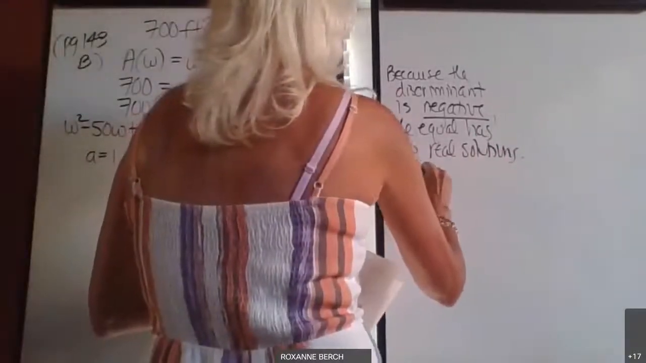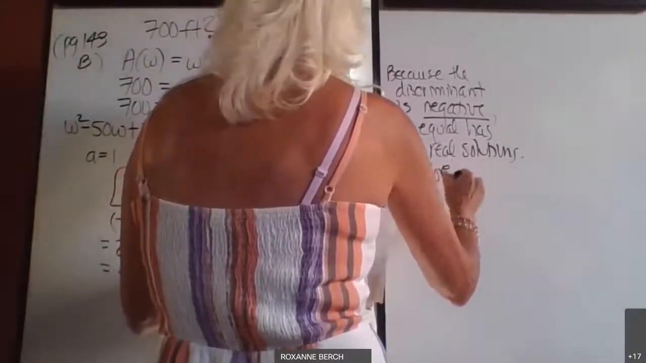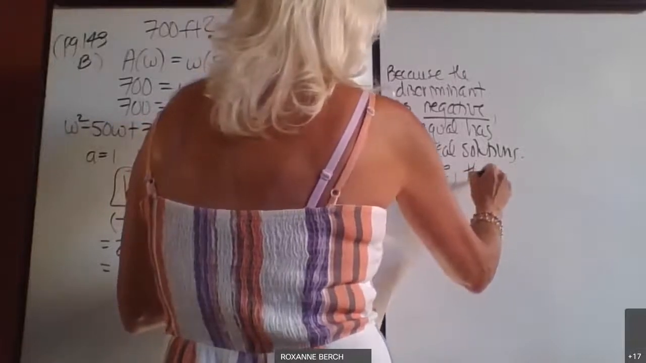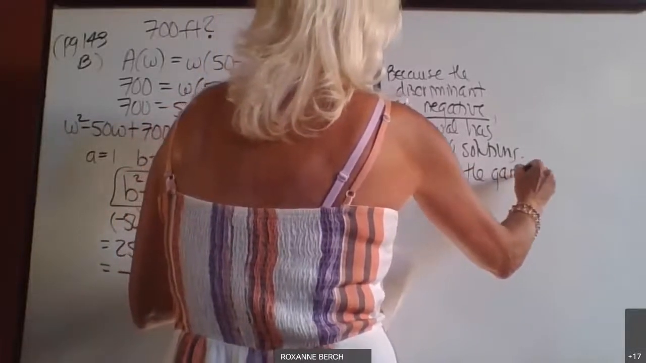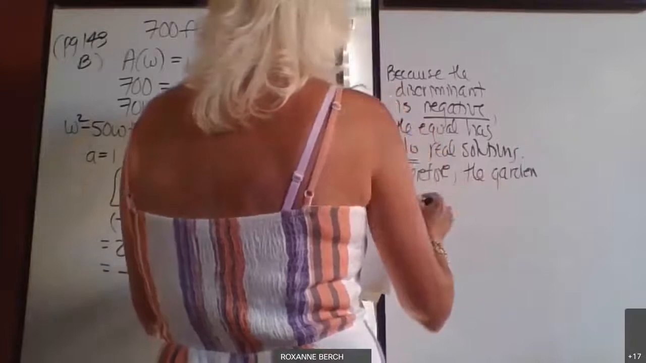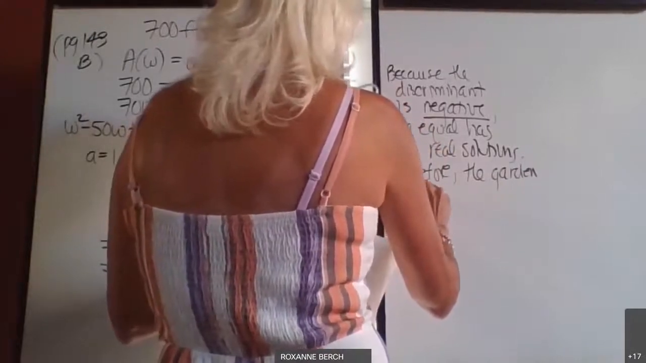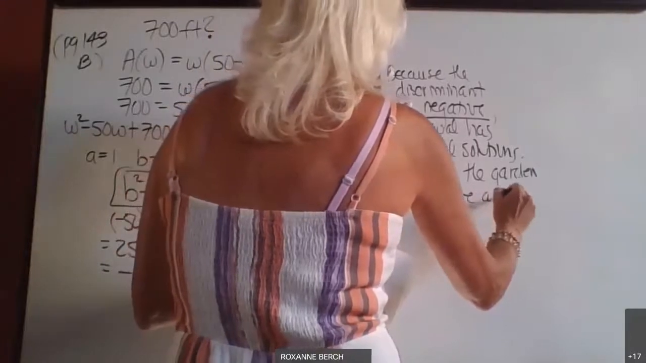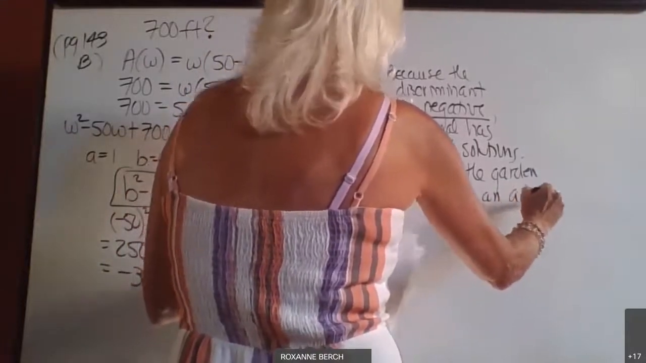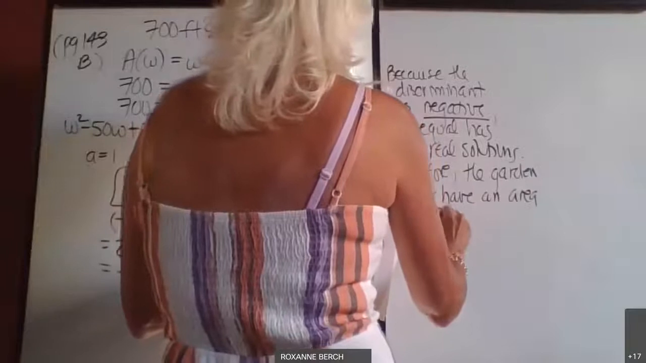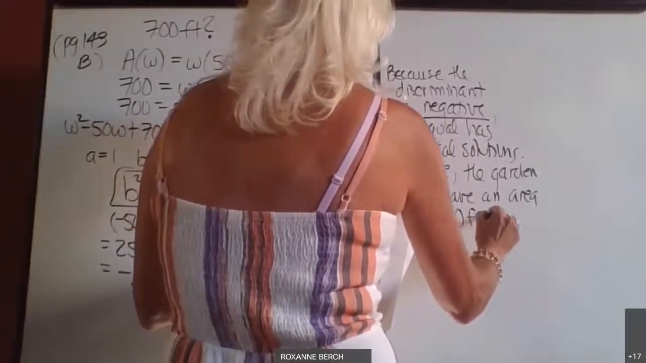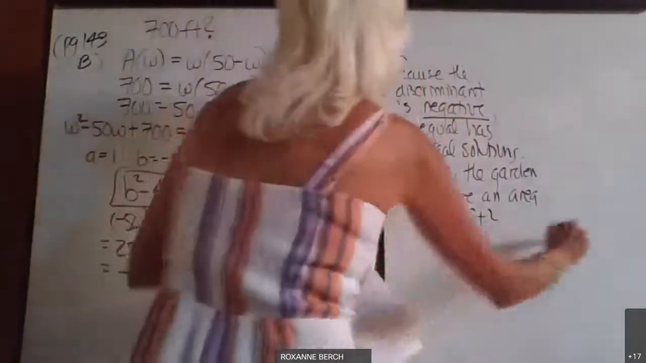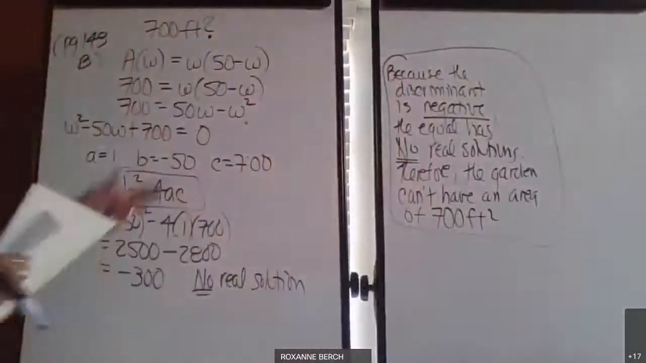Therefore, the garden can't have an area of 700 square feet. It's not possible. So it's not possible.